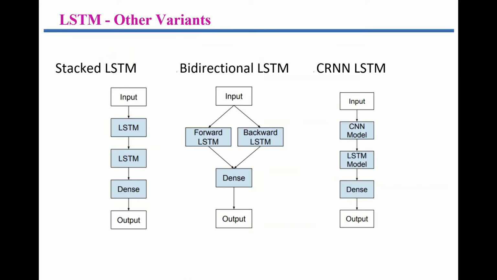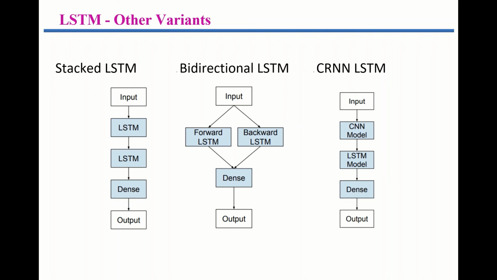These are the three other variants we implemented in our project along with the simple LSTM. A stacked LSTM has multiple LSTMs connected with each other, where each LSTM layer has more than one memory cell. And a bidirectional LSTM has forward and backward LSTMs side by side, but the input sequence in one of the LSTMs is in the reverse direction.